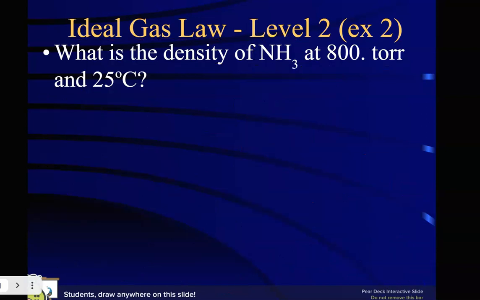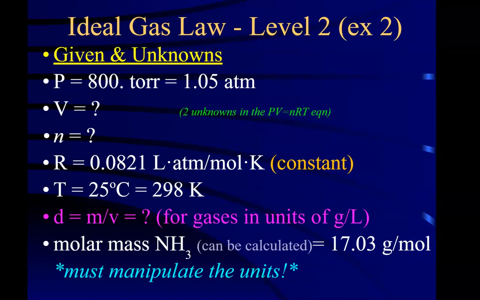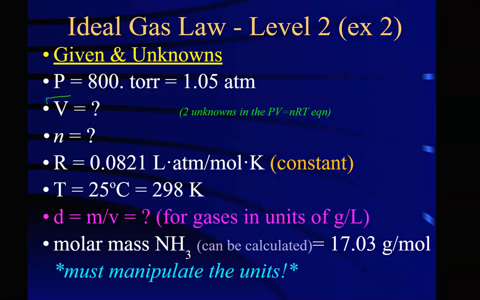Again, if you can't understand any of my handwriting in our notes, you'll see that that is all laid out for you. We have 800 torr, which is 1.05 atmospheres. We don't know V or N, but we do know the gas law constant and the temperature. The ultimate unknown is mass over volume, our density, and we use the units of grams per liter. The two unknowns in the PV equals nRT equation, the ideal gas law equation, are going to be V and N. We want to have them on the same side of the equation so we can change the molar mass from 17.03 grams per mole into grams per liter.